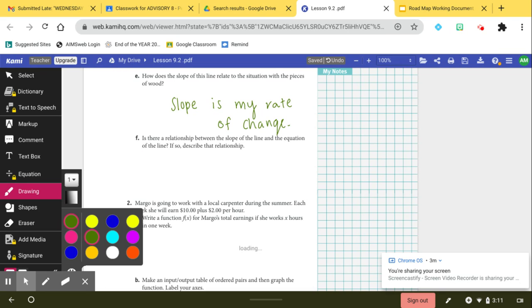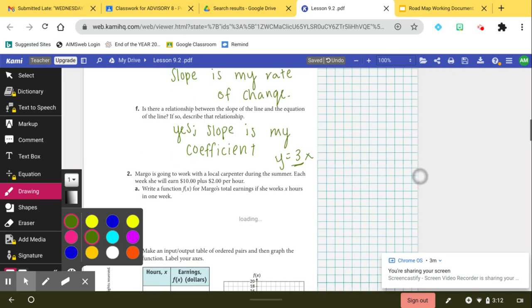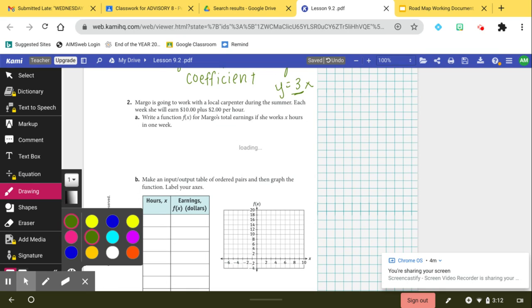So it says, is there a relationship between the slope of the line and the equation of the line? Yes. The slope is my coefficient. Remember, coefficient is when a number multiplies with a variable. So y equals 3 times x. That's my coefficient.